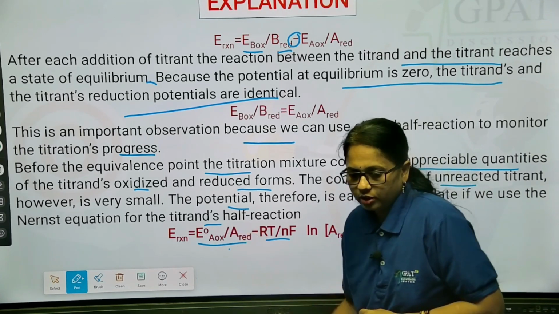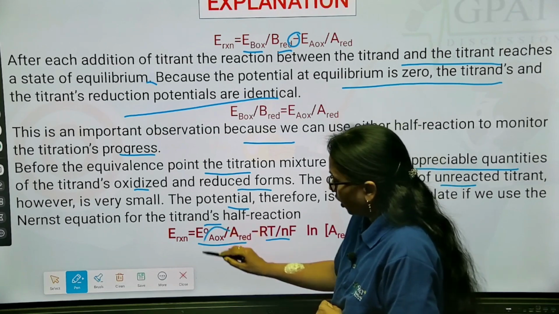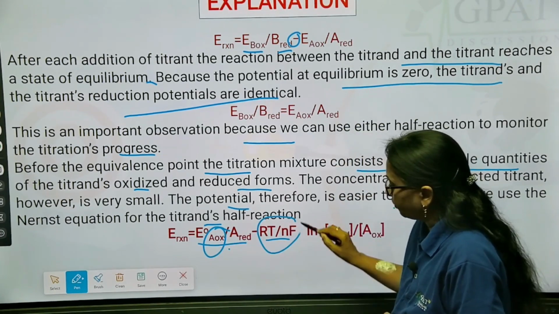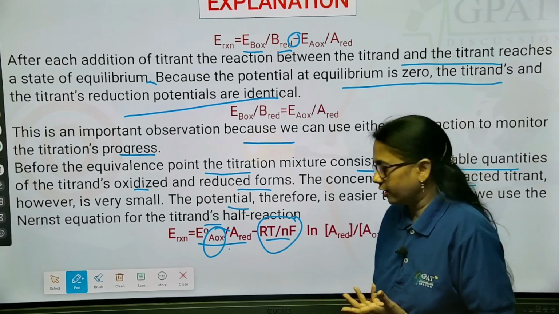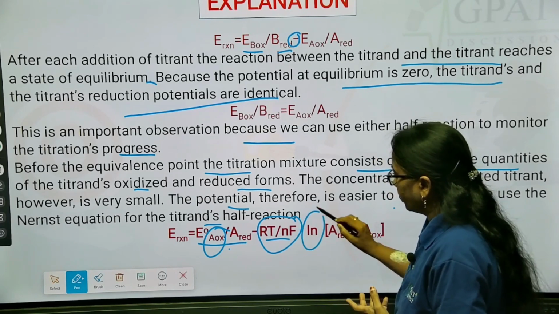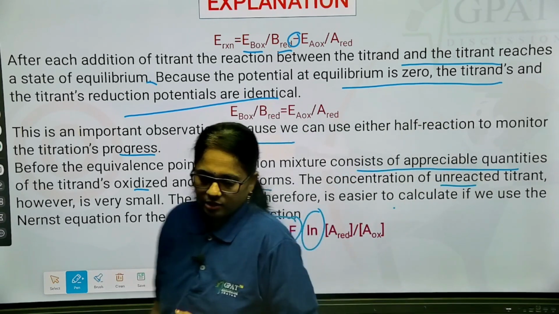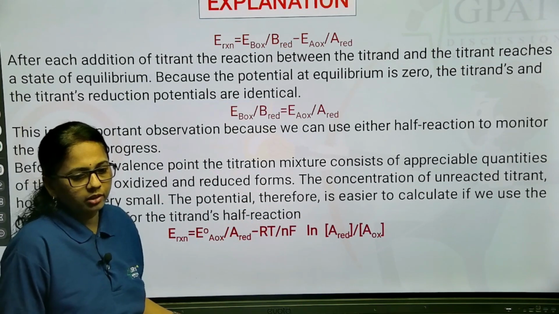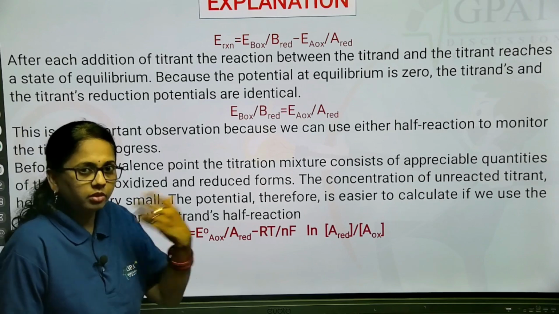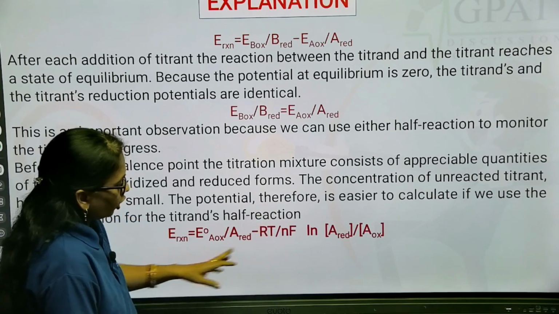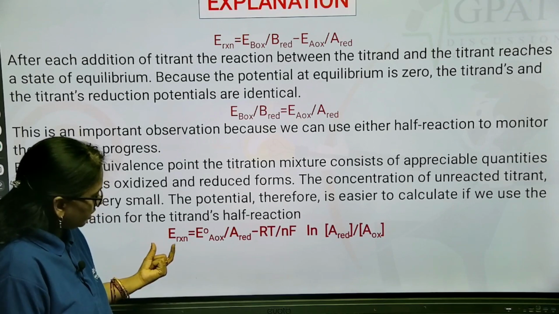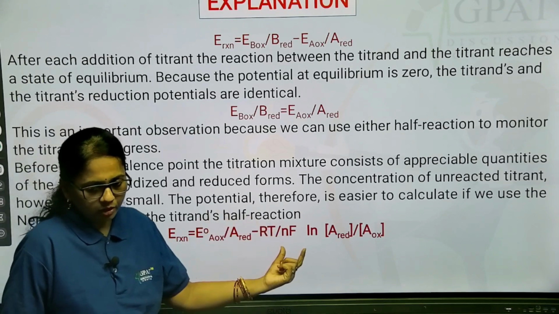So, E naught for the oxidized form and the reduced form. Okay. So RT by nF comes into the Nernst equation, and we require some logarithmic calculations also. Somehow it is difficult to do logarithmic calculations in the exam center, but we should know about the half cell reaction, that means how we are going to write the equation.